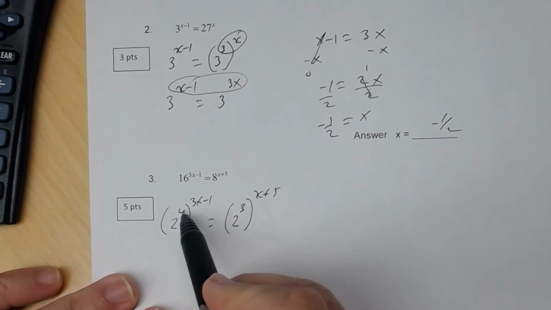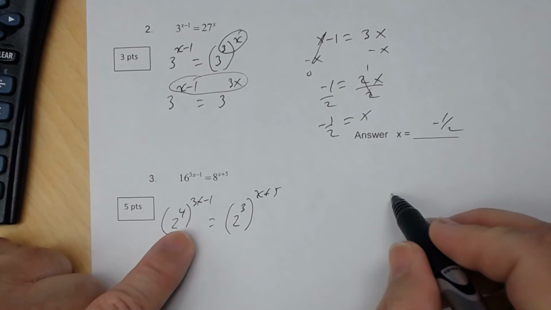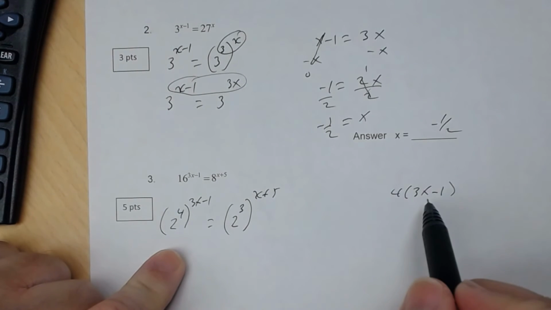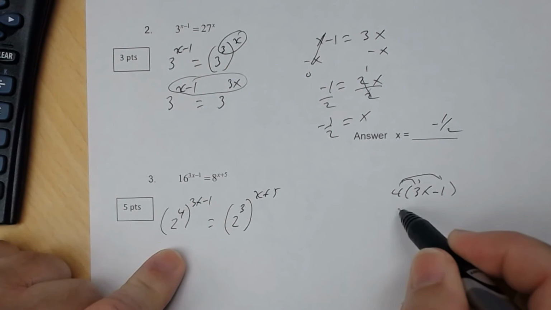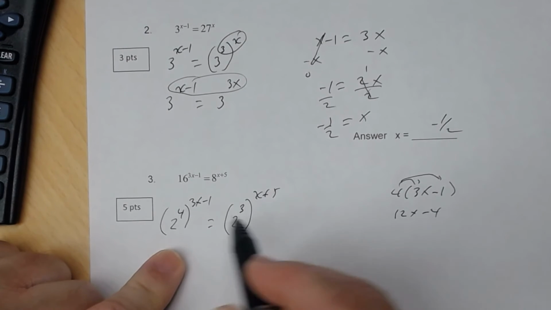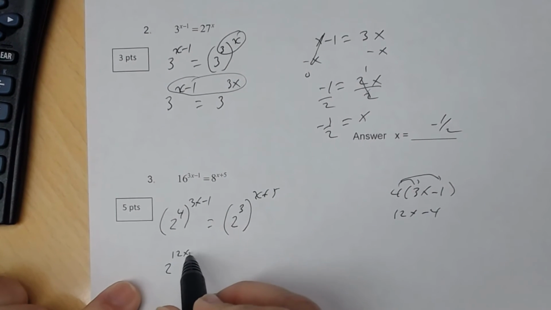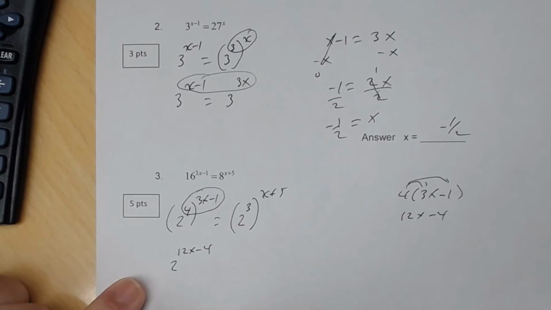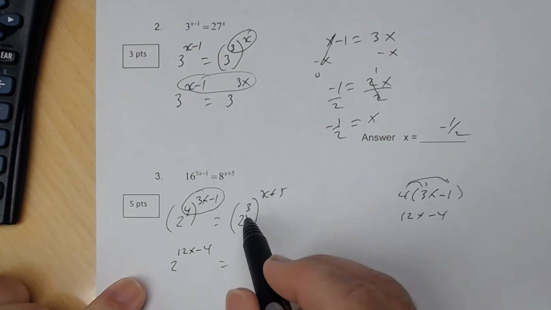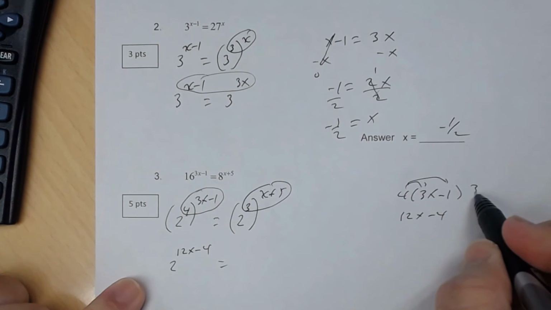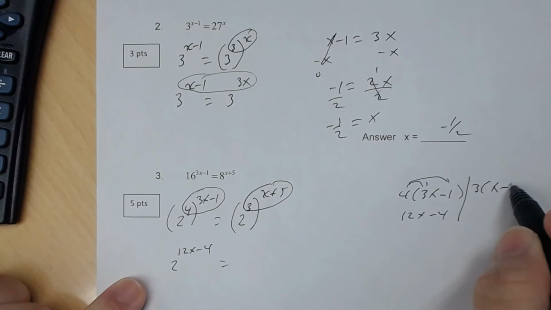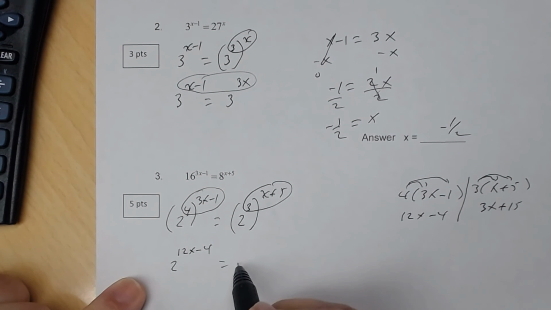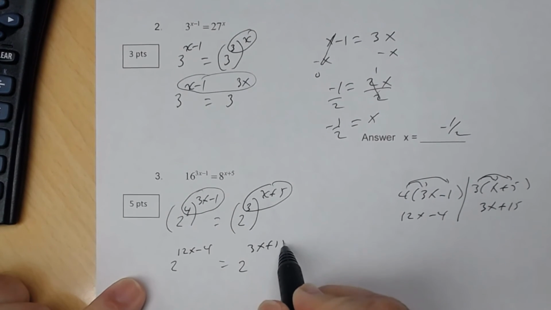Now, when you remember the power rule, when you have a power raised to a power, you multiply. So right here I have 4 times 3x minus 1, so keep that in mind. So this times this, so that's how it's supposed to look. And then you distribute, and you get 12x, and then minus 4. So that's going to be 2 to the 12x minus 4 here. So 4 times 3x minus 1 is 12x minus 4. Equal, to do the same thing here. That's going to be 3 times x plus 5. And so when I distribute, I get 3x plus 15. So that's going to be 2 to the 3x plus 15.